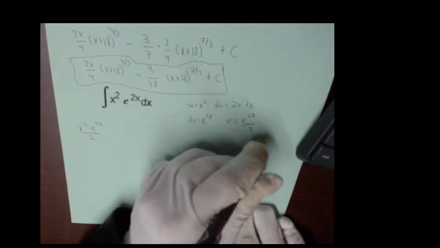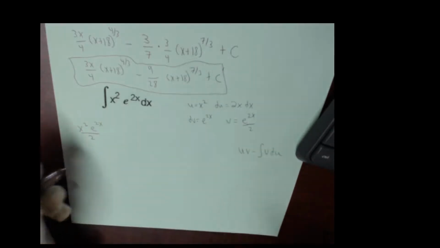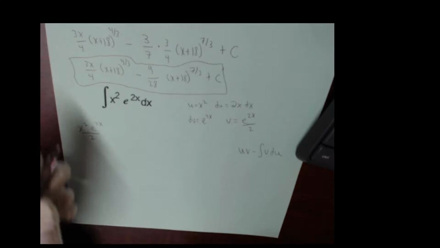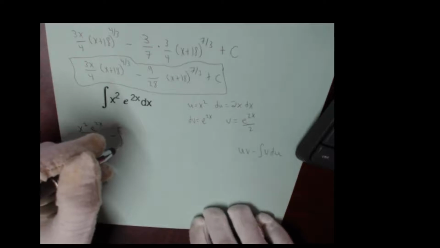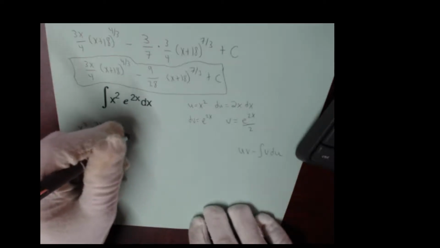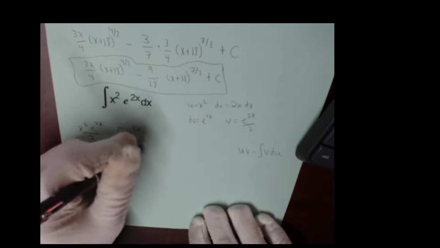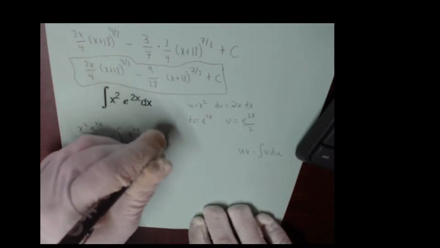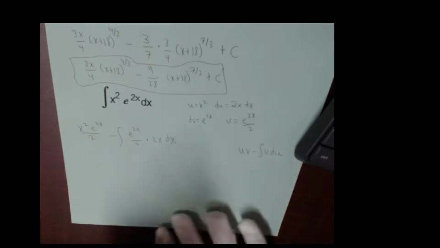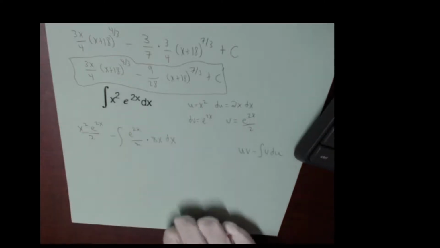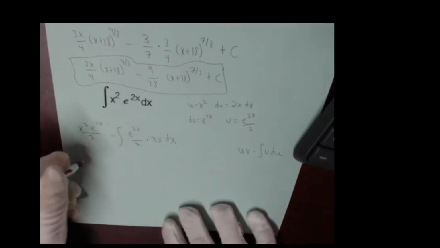That's my uv. In fact, let me write it over here again. uv minus the integral of v du is what we care about. So there's uv right there, minus the integral of v du, which is going to be e to the 2x over 2 times 2x dx. Okay? So that's uv minus v du. So hopefully all of that's making sense. Oh, that's nice. Our 2's cancel. That's helpful.